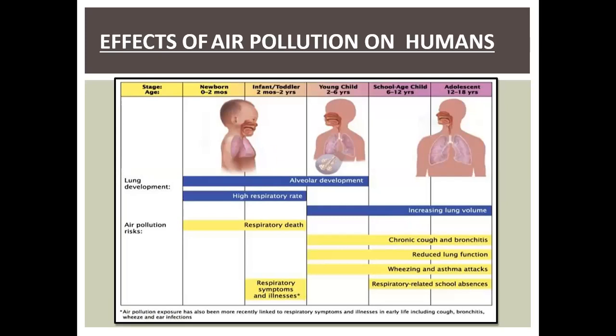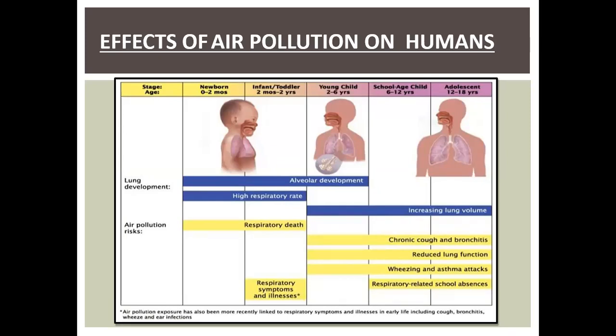As you can see in the figure, there are effects of air pollution on humans, which differ by age, right? For lung development, from newborn to 2 months or 2 months to 2 years, there is a high respiratory rate, right? And alveolar development in a young child. But for school age children, 6 to 12 years and 12 to 18 years, there is increasing lung volume, right?